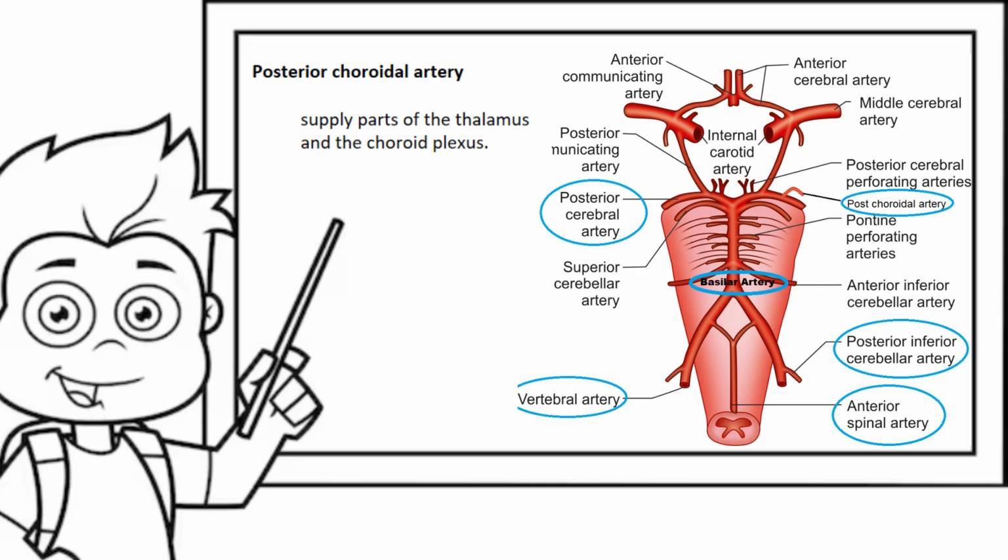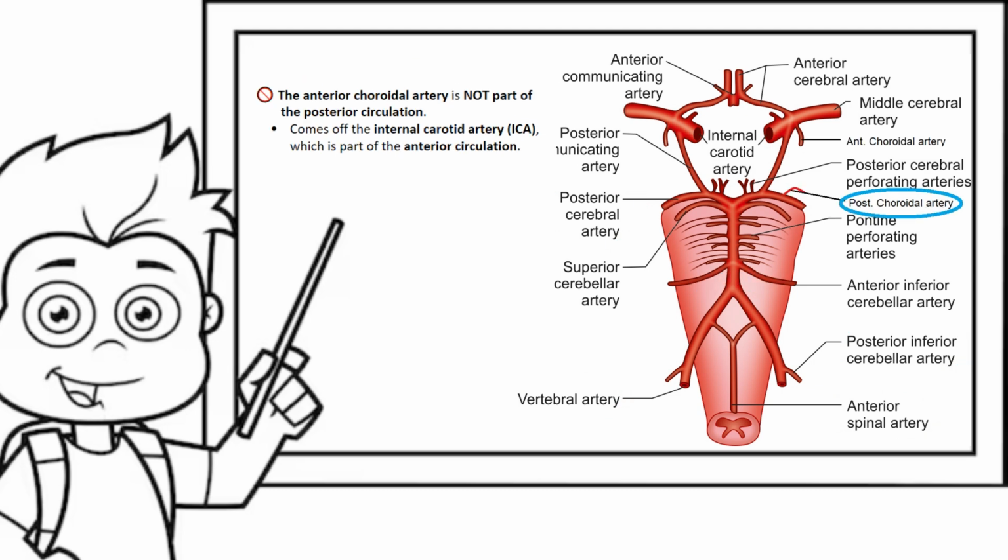Now, here's where the confusion happens. Since the posterior choroidal arteries come from the PCA, some may say, oh, the anterior choroidal artery should also be part of the posterior circulation coming from the PCA. But that's wrong. The anterior choroidal artery actually comes off from the internal carotid artery, which is a part of the anterior circulation. It is like a side street coming off from the anterior highway and not the posterior one. So, even though both the anterior and posterior choroidal arteries sound related, they start from different highways. Think of them like two streets with similar names in different neighborhoods. They do not connect at all.